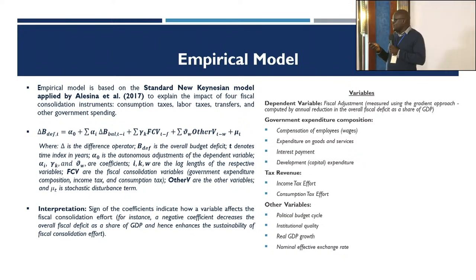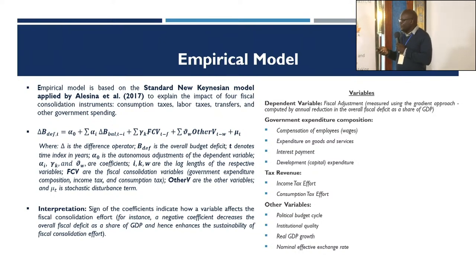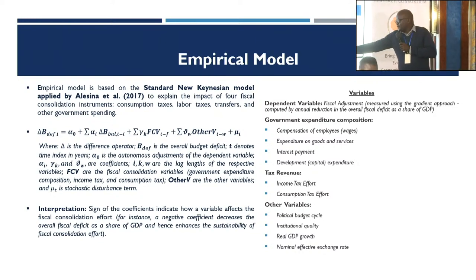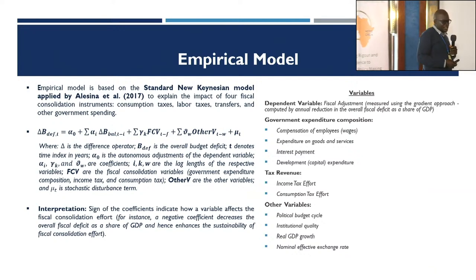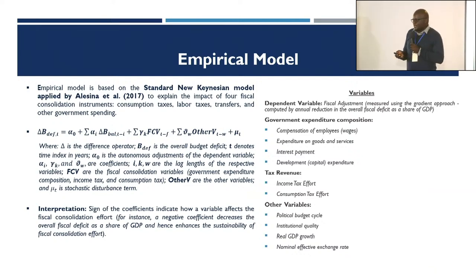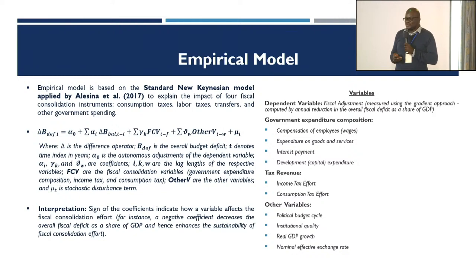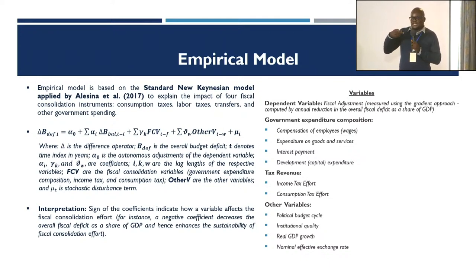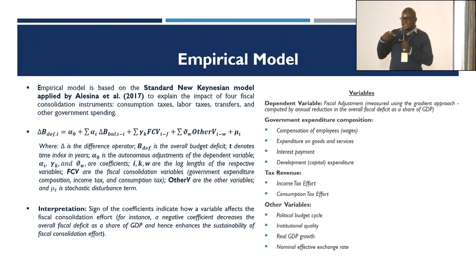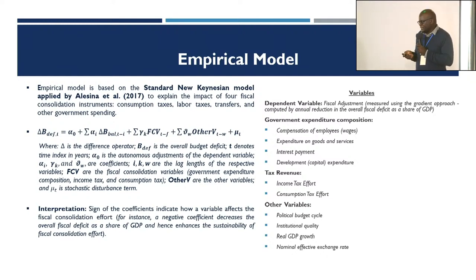Then the other variables that we will want to focus on are the political budget cycle and the institutional quality. And then the other control variables are GDP and nominal effective exchange rate. Because with the depreciation of the exchange rate, we realize that our public debt automatically increases. It impacts on the nominal value of the debt. So we also need to control for that.